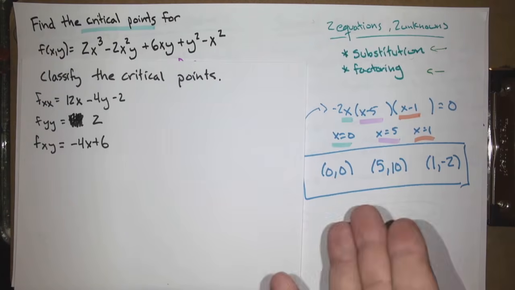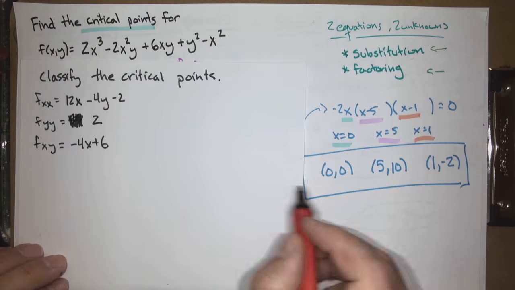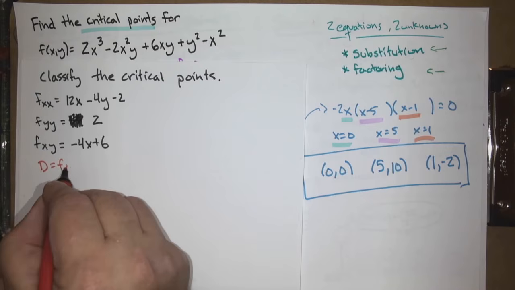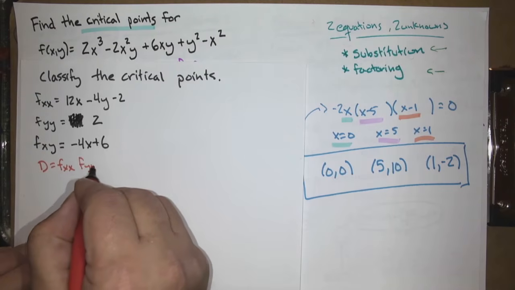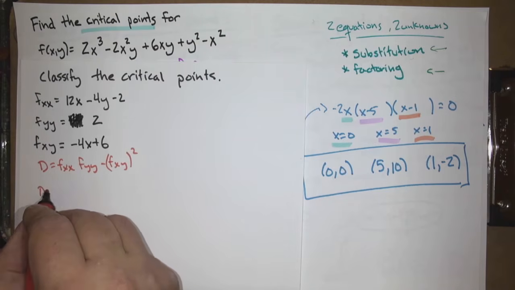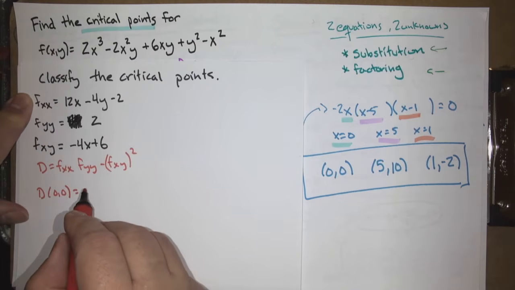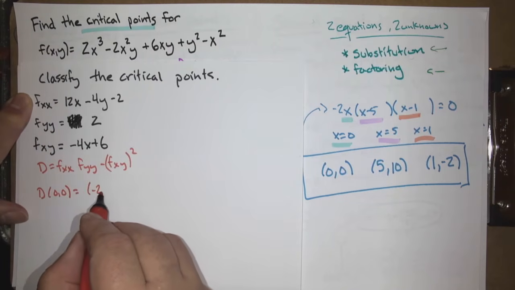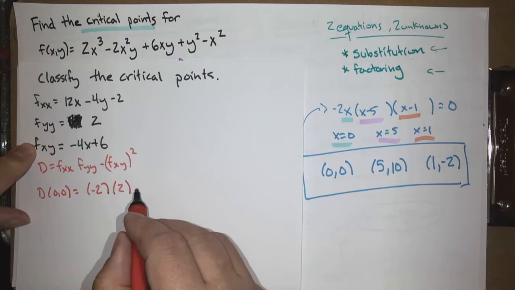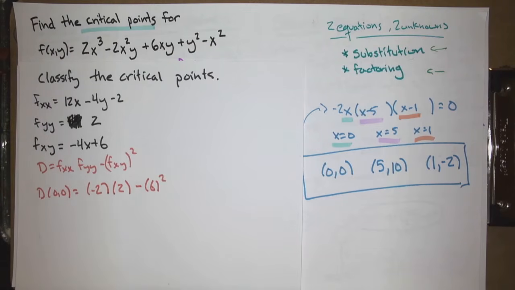All right. Well, pick a point, any point. How about 0, 0? That sounds like a good point. Okay, so recall D is fxx times fyy minus fxy quantity squared. So D at 0, 0. When we plug 0, 0 into fxx, what do we get? Negative 2. When we plug it into fyy? 2. When we plug it into fxy? 6.